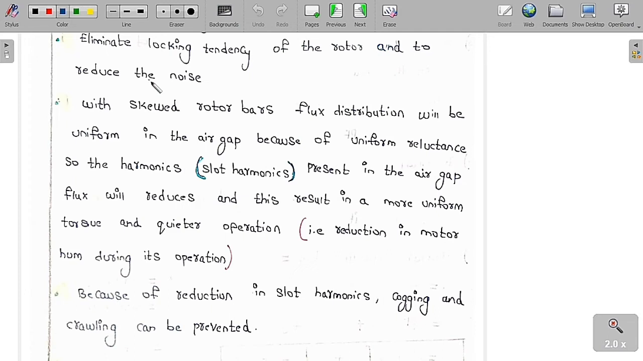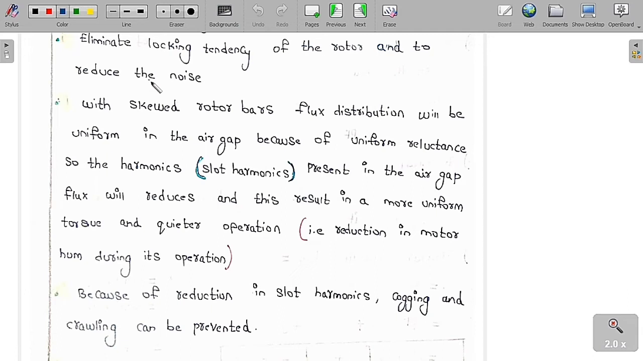The rotor slots of the squirrel cage induction motor are skewed slightly, so as to eliminate the locking tendency between the rotor and the shaft, and also to reduce the noise. With the skewed rotor bars, the flux distribution will be uniform in the air gap because of the uniform reluctance. So the harmonics present in the air gap flux will reduce, and this will result in a more uniform torque and quieter operation, that is, reduction in the motor humming during its operation. Because of reduction in slot harmonics, cogging and crawling can also be prevented.